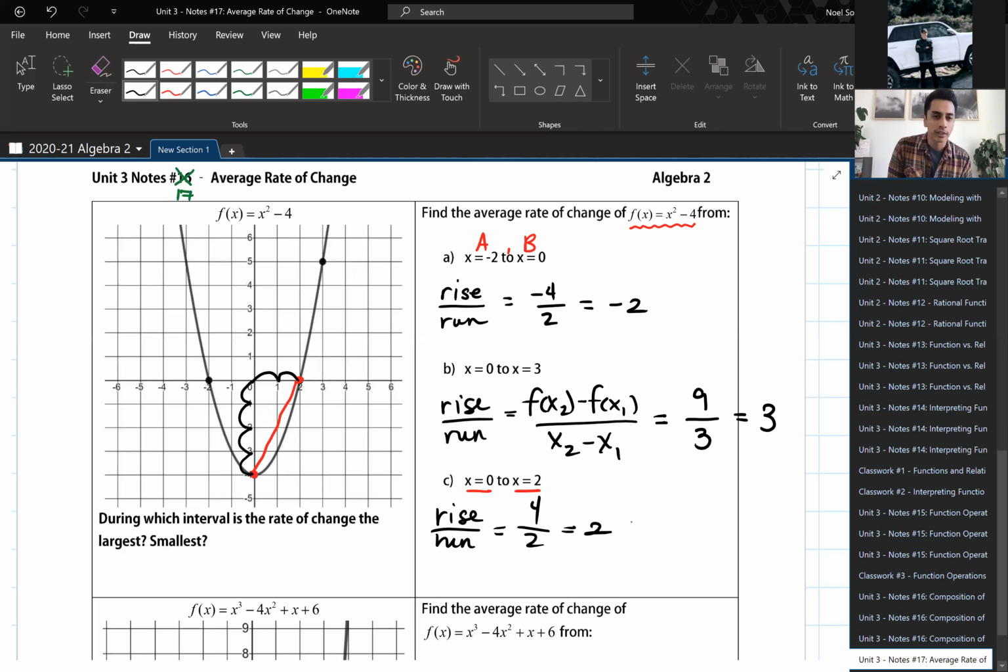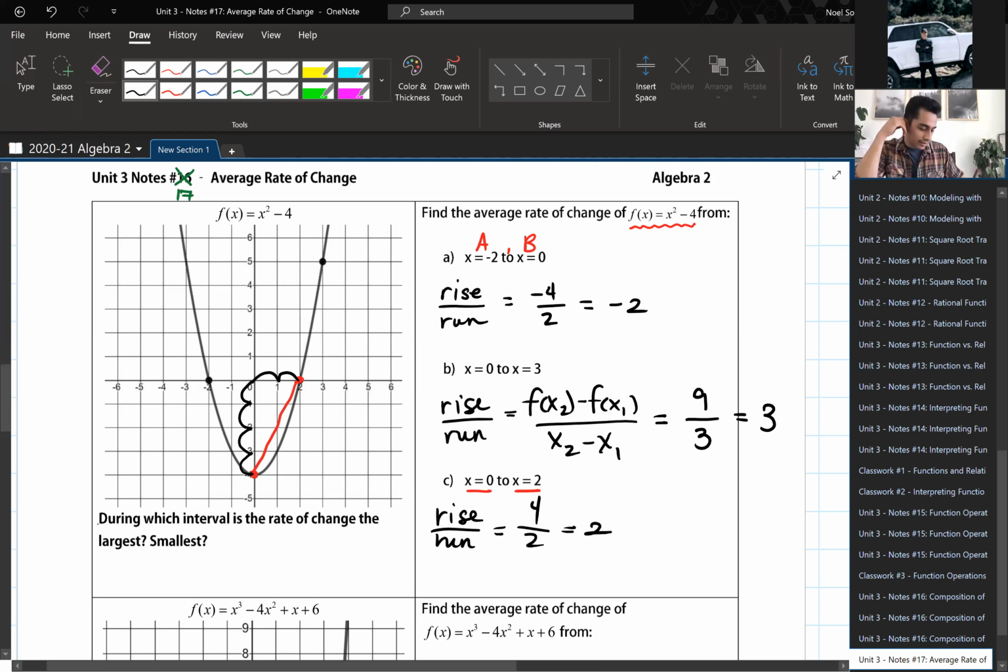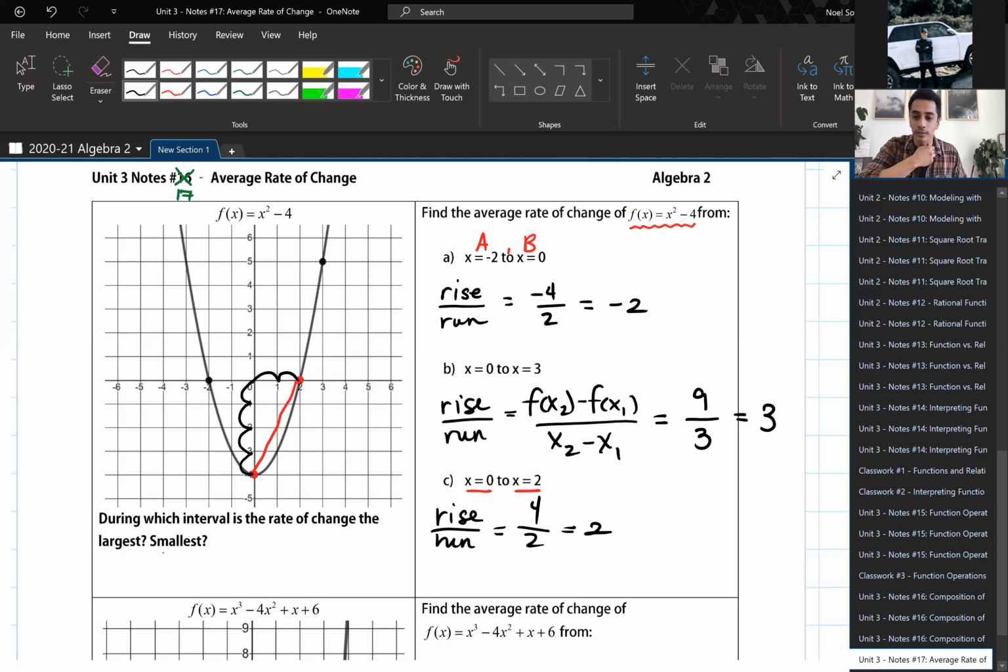Okay. Any questions so far on parts A, B, or C? All right. And then you see there's another question over here that asks, during which interval is the rate of change the largest? When is it the smallest? Okay. Could you tell me which interval the rate of change is the largest?